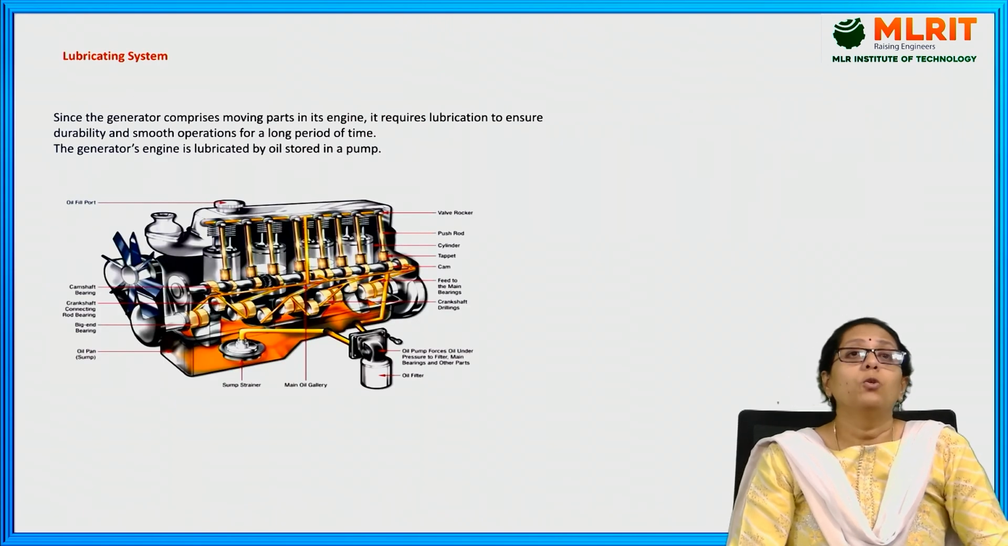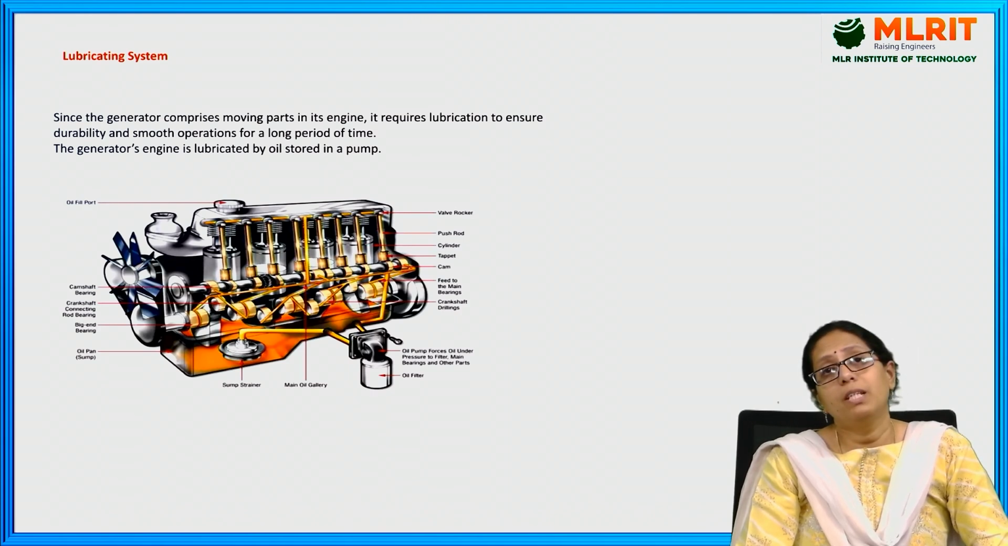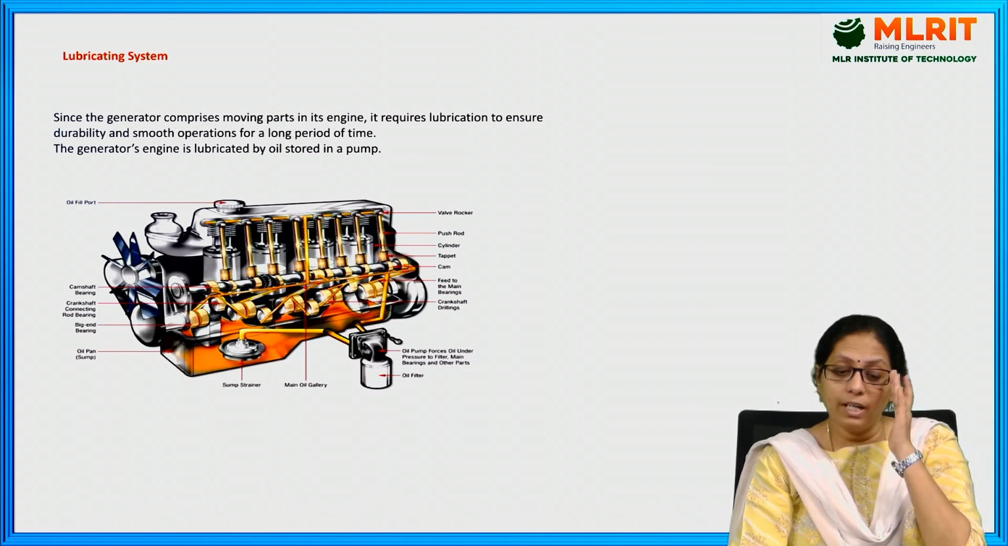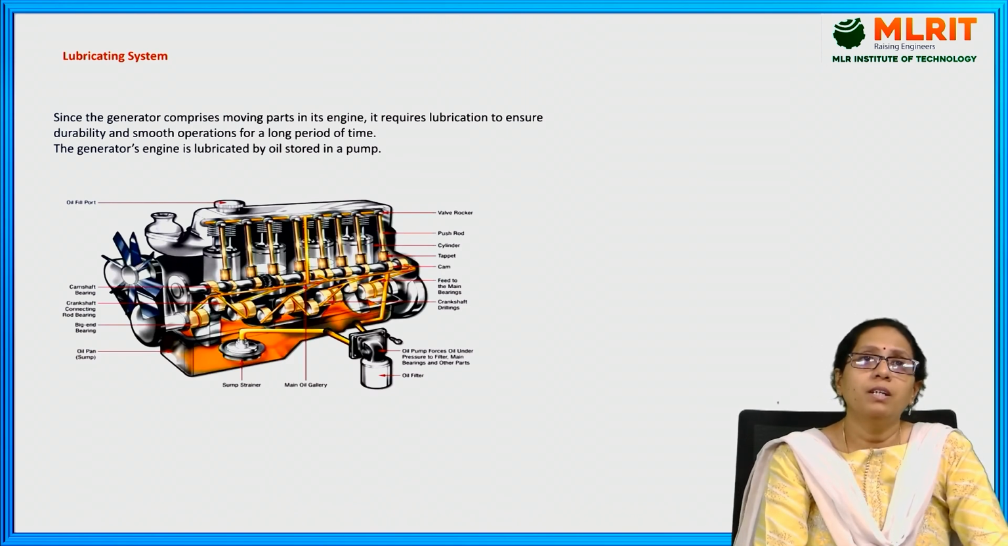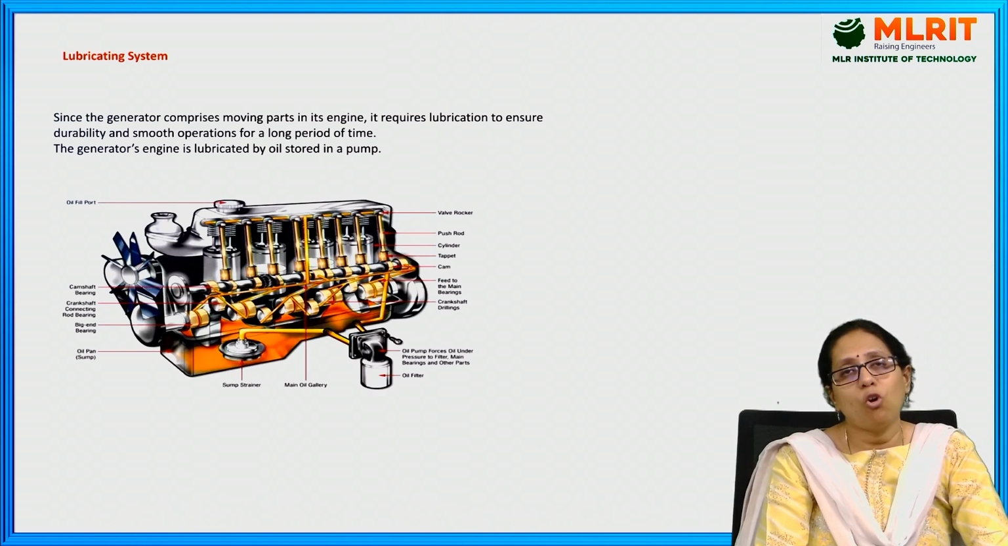Next one is the lubricating system. Since the generator comprises moving parts, as I said, stator and rotor both will be there, and the rotor will be the rotating part in the generator, so it requires lubrication to ensure durability and smooth operation for a long time. That means, in order to increase the lifetime of the rotor and for long duration operation, for smooth operation, we need to lubricate it.